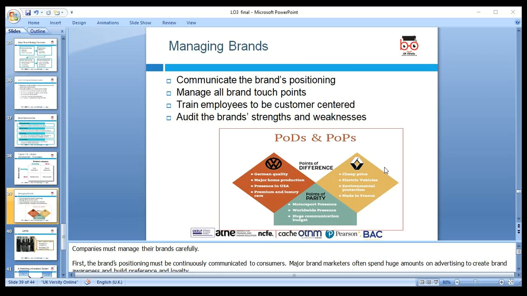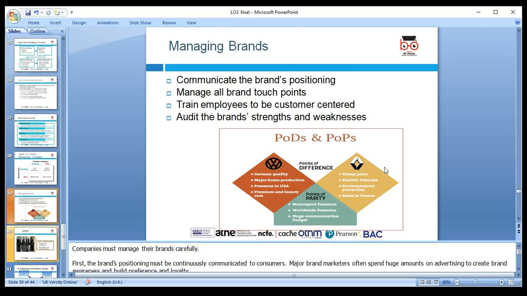Or warranties. So if we look here, we learn about point of difference and point of priority. Point of difference: German quality, Volkswagen, major home production, presence in the US, a premier and luxurious car. That is their difference. When we look at this other French brand: cheaper price, electric vehicles, environmental protection, made in France. Then the points of priority: motor sports presence, worldwide presence, and a huge communication budget, huge money spent on advertising. So these are things we can use.